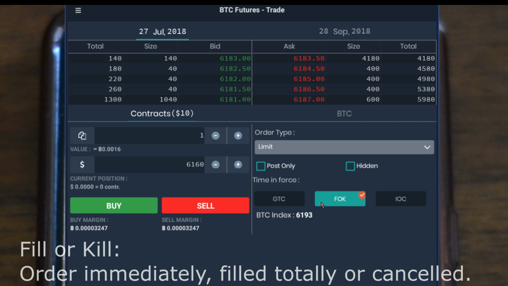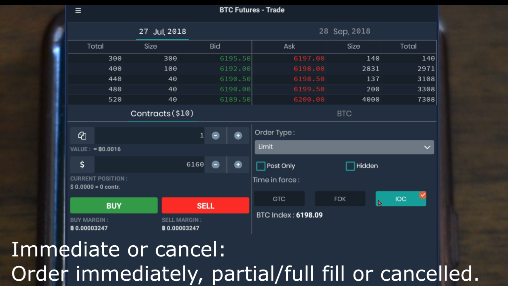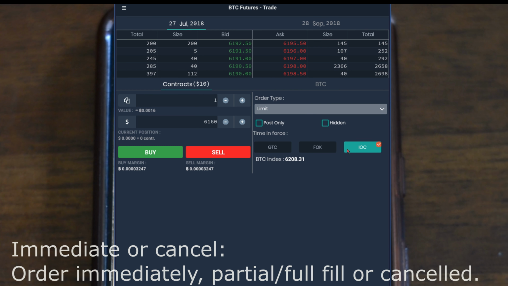Fill or kill, where it will execute an order immediately, filling the limit order entirely, or it will cancel all of the position. Or immediate or cancel, where it fills an order immediately for any percentage of the position, even partially, or it will cancel the order completely.